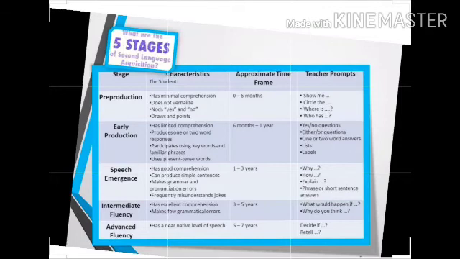There are 5 stages of SLA. The first one is pre-production, which is referred to as the silent period. The next one is early production. In this stage, learners will have around 1000 words of vocabulary. And the third one is speech emergence. The learners have acquired around 3000 words and should be able to speak short sentences and simple phrases.